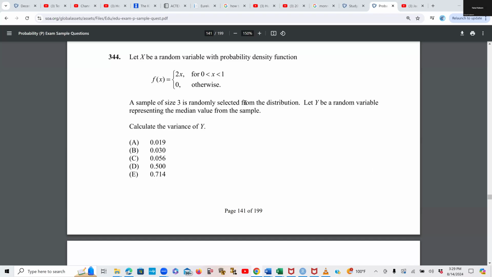Let X be a random variable with this PDF. A sample size of 3 is randomly selected. Let Y be a random variable representing the median value from the sample. Calculate the variance of Y.